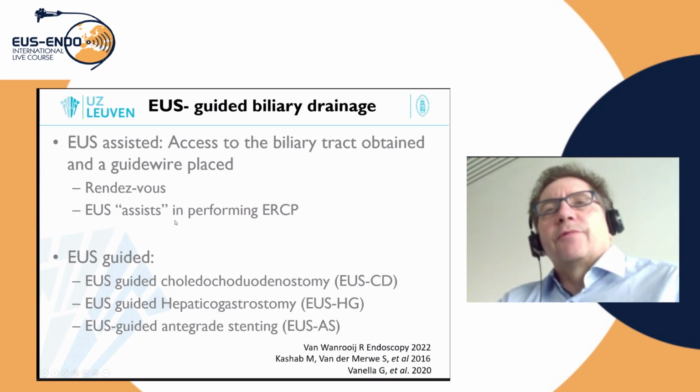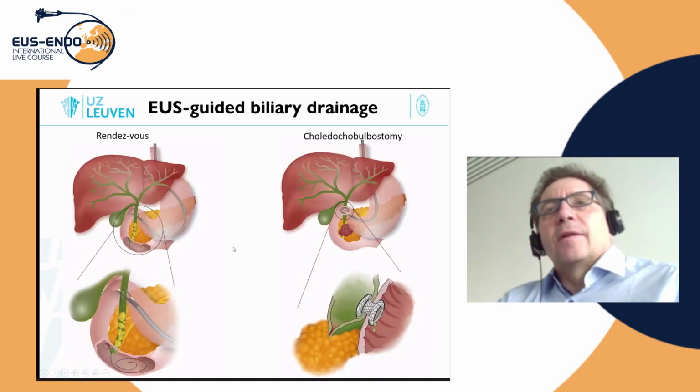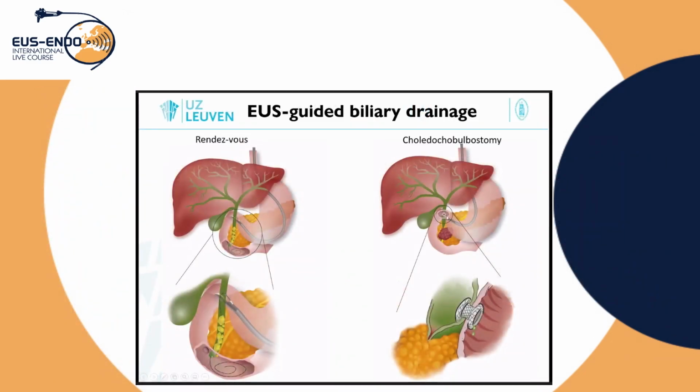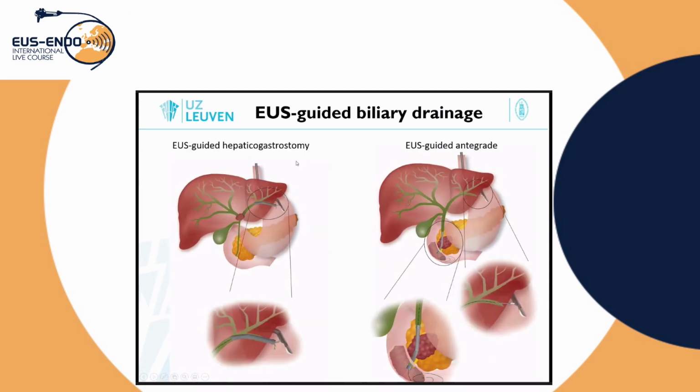The EUS-guided technique refers to using EUS to perform a therapeutic procedure, and there are three procedures that allow us to drain the bile duct. The first is the EUS-guided choledochoduodenostomy, where from the duodenal bulb we would access a dilated duct to place a stent. The second procedure is from the proximal stomach. We can cannulate a dilated biliary tract using a 19 gauge needle and place a stent between the left system and the stomach, the hepatogastrostomy.